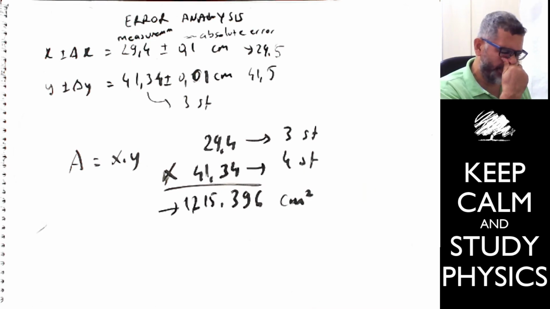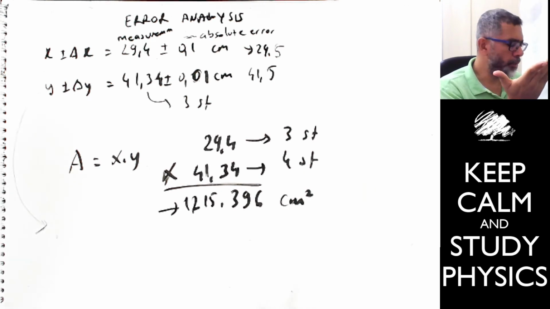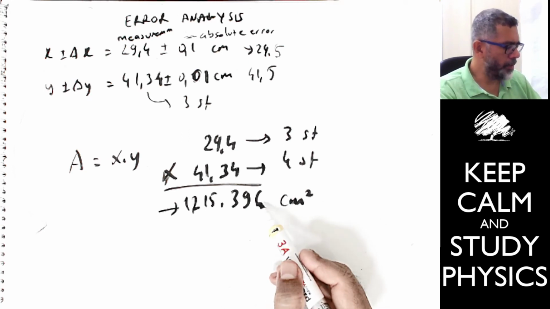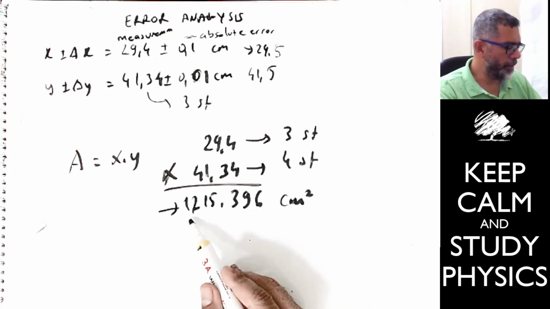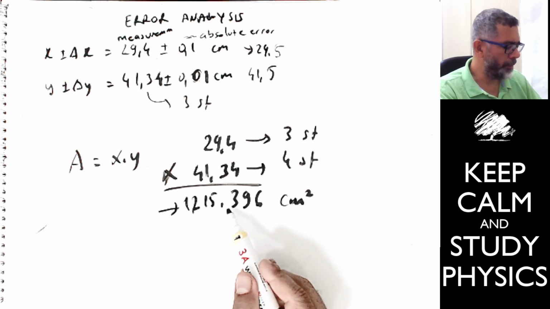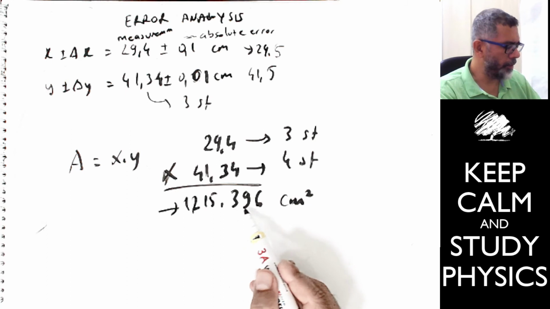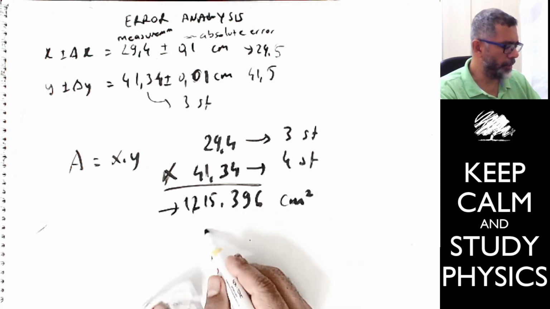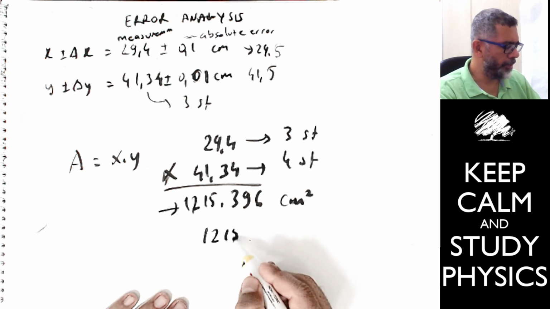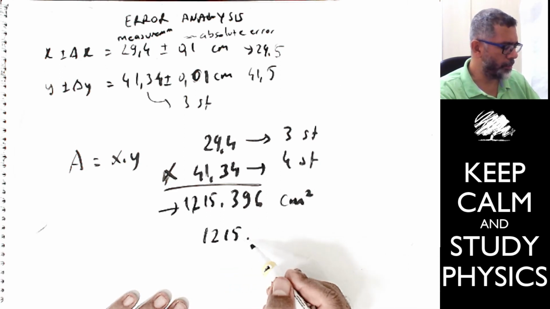So how do you do it? Well, look at this 1215 point something. This point something is like 396, but it's less than 500. So just get rid of these. 1215 point. Well, you still have 4 significant figures over here.